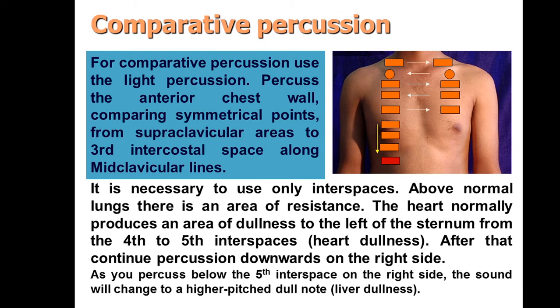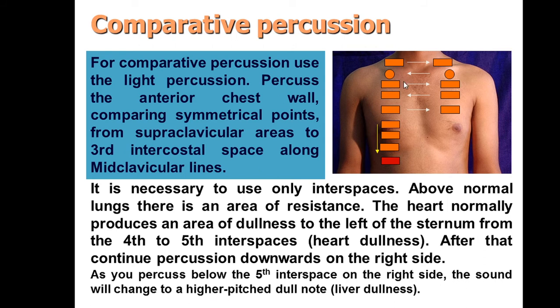There are two types of percussion of the lungs: comparative and topographic percussion. Comparative percussion we use to compare the resonant sounds which originate in both sides of the lungs. For comparative percussion, use light percussion, percuss the anterior chest wall, comparing symmetrical points from the supraclavicular areas to the third intercostal space along the mid-clavicular lines, going only to the third intercostal space on the left side, because in the fourth and fifth intercostal spaces the heart dullness is localized.